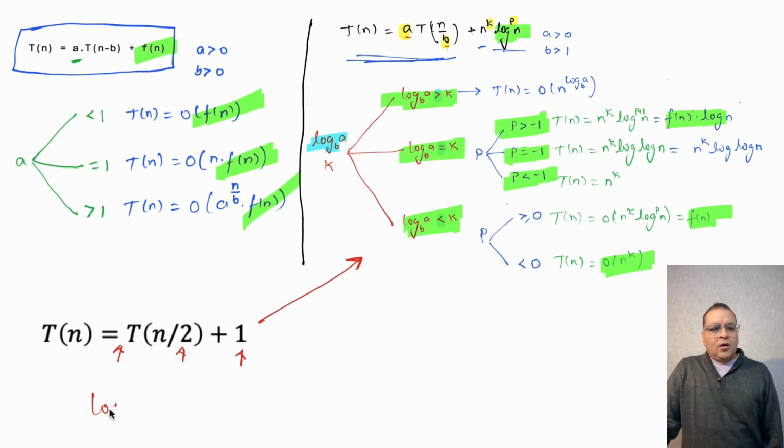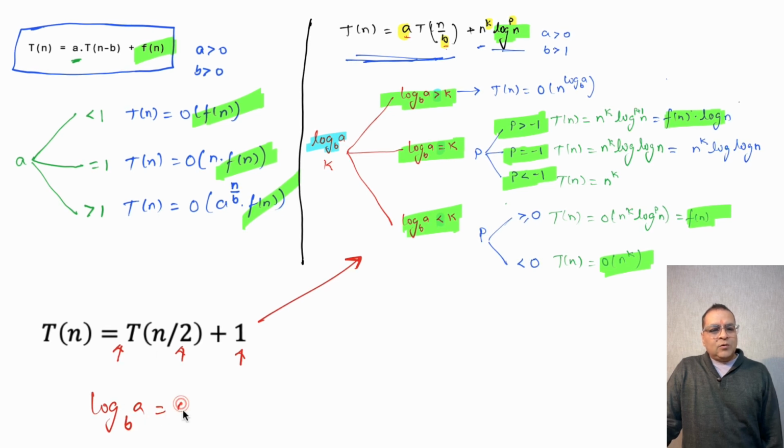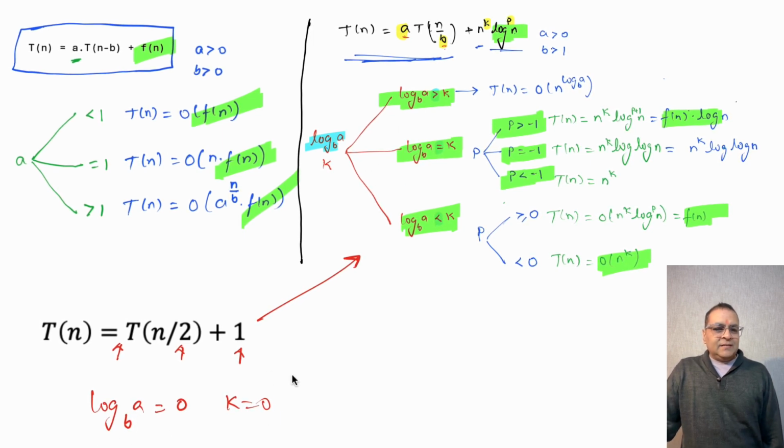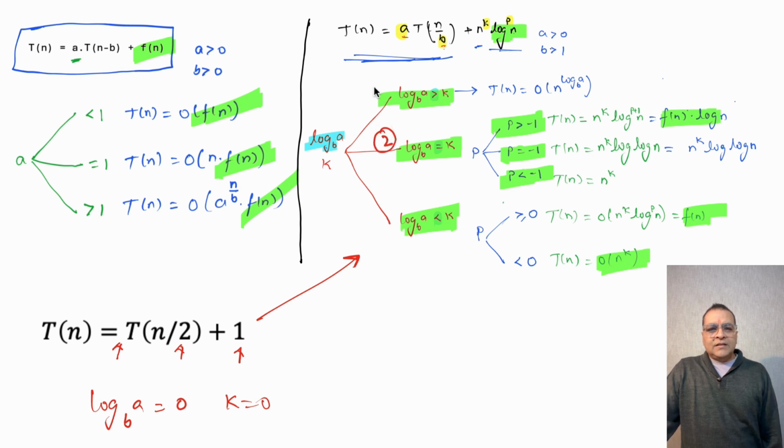We find log of a to the base b, which is log of 1 to the base 2. That comes out to be 0. K is also equal to 0. So log of a to the base b is equal to k, which means that this is the second case. This case. So let's number it 1, 2 and 3. So this is the second case.